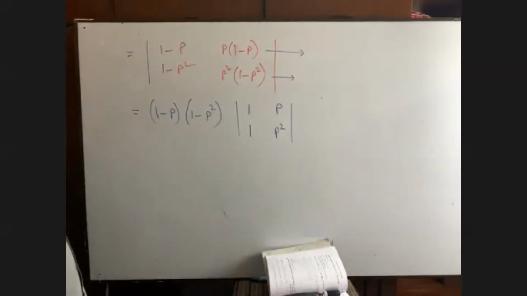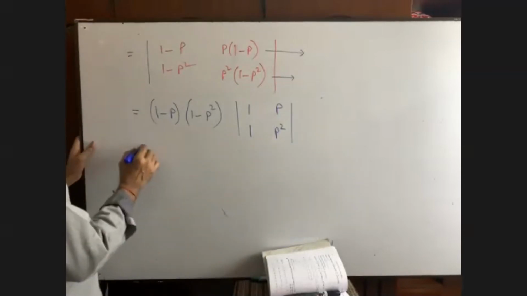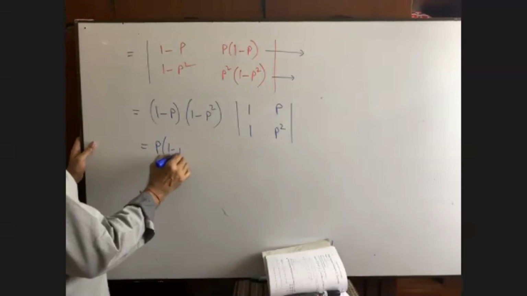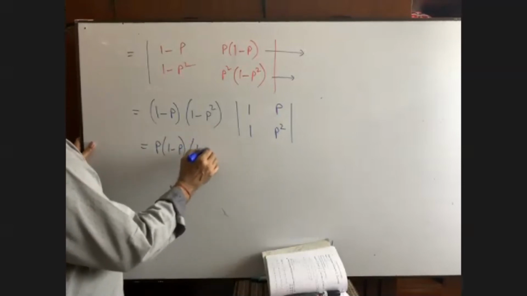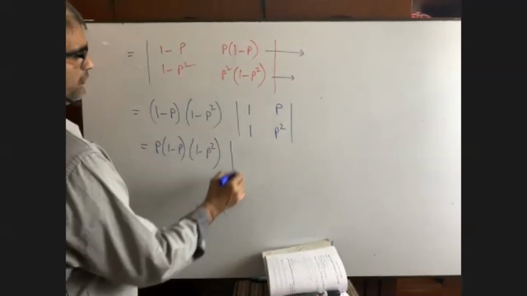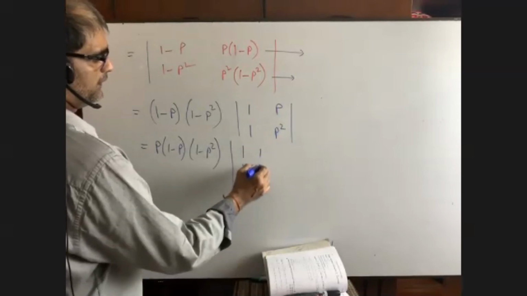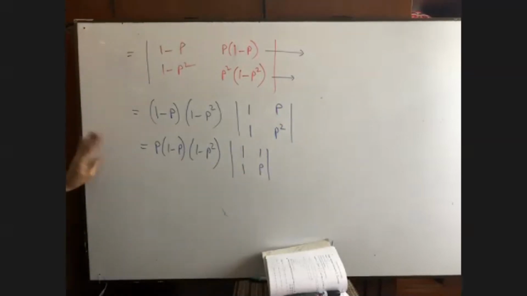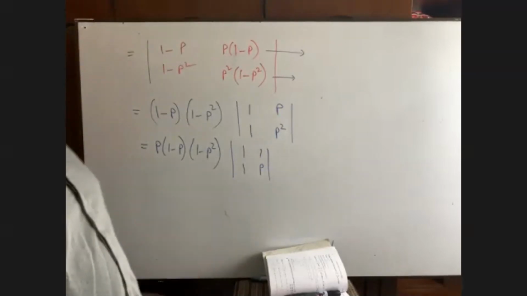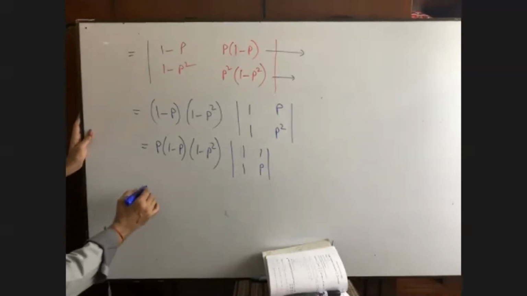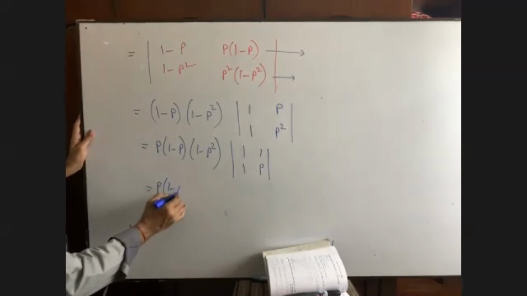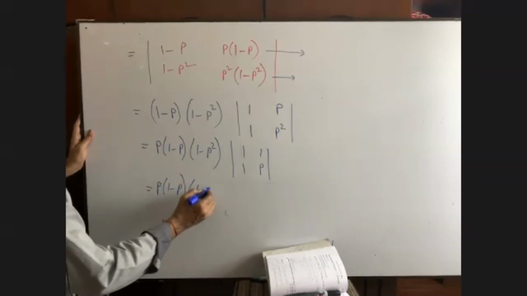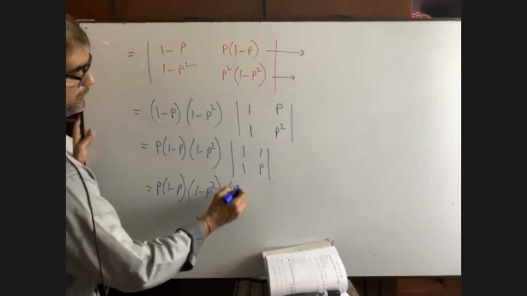Yes, sir. Then from the second column, I can take p common. That is p into 1 minus p into 1 minus p square. It is 1, 1, 1, p. Right? Now, what can be written here? p into 1 minus p, 1 minus p square, p minus 1.